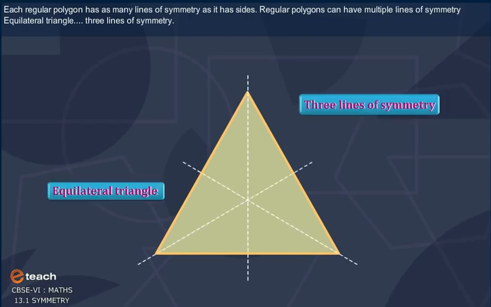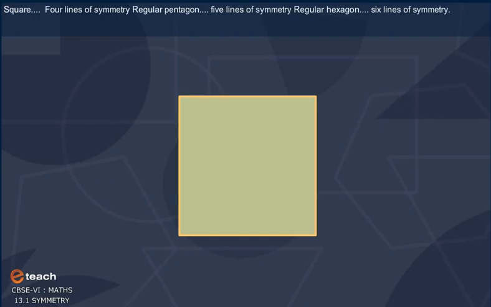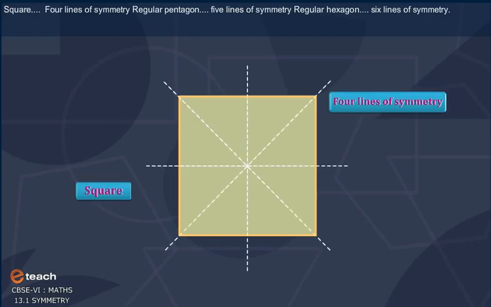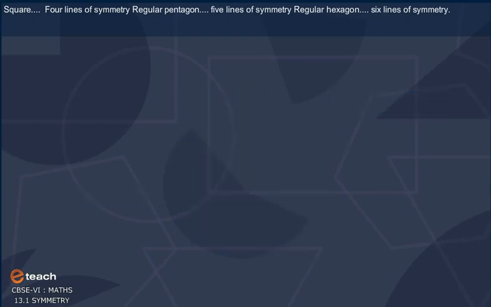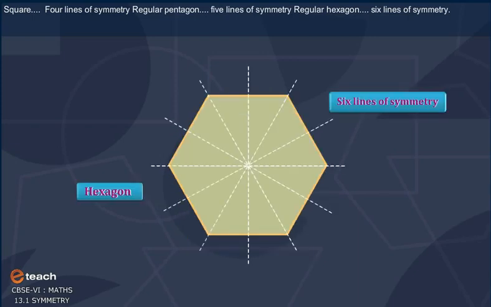Equilateral triangle, 3 lines of symmetry. Square, 4 lines of symmetry. Regular pentagon, 5 lines of symmetry. Regular hexagon, 6 lines of symmetry.